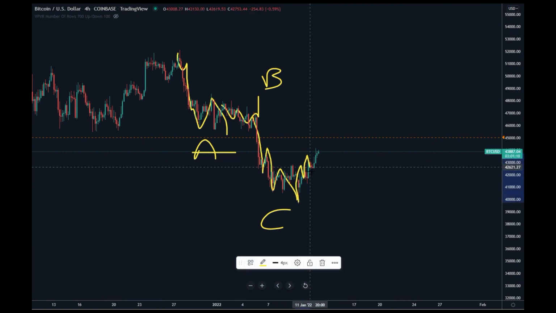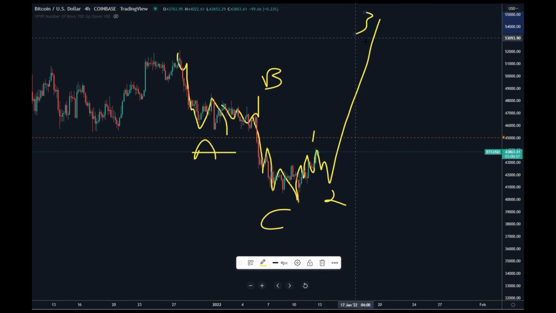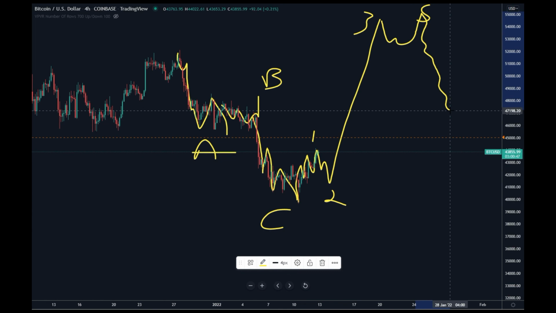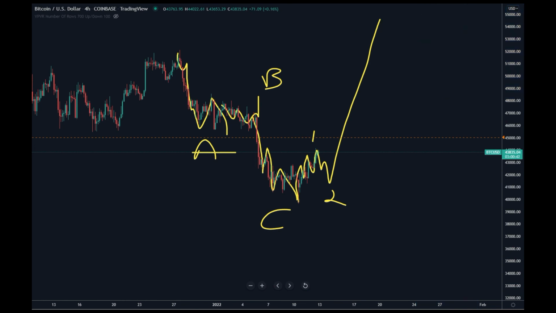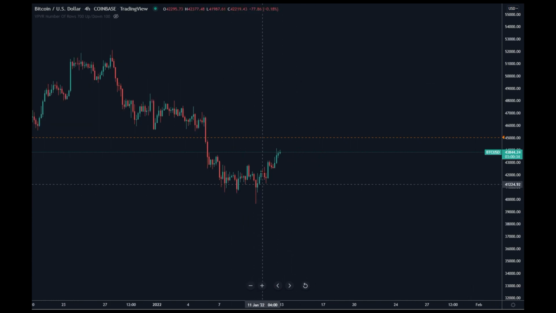1, 2, 3, 4, working on a 5, and then you get 3 back, and then you're in the 3 and you're off to the moon. It would be a 1, a 2, and a 3, and you'd get a 4, and you get a 5 up here, and then you get another correction for a bigger 1, 2, possibly even down to here, and then you're off again. That's all a possibility right now. So this is just something to watch right here.